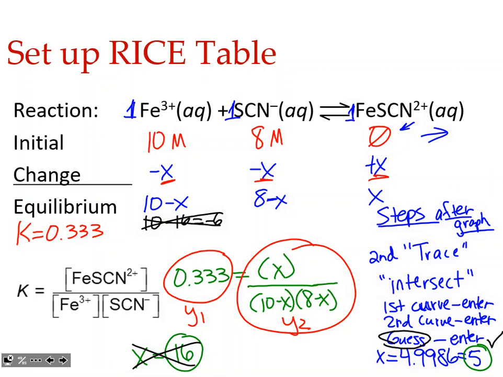So the change is 5. And guess what? We're looking for our product here, and that happens to be x, so our product concentration is 5 molar. That was what we were initially trying to find. So everybody good here? Because a lot of these problems involve using either the quadratic formula or the graphing method.